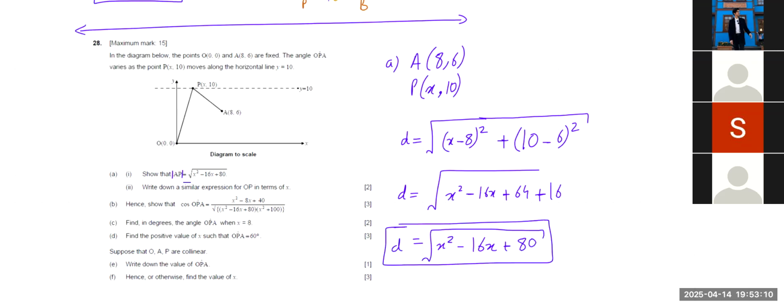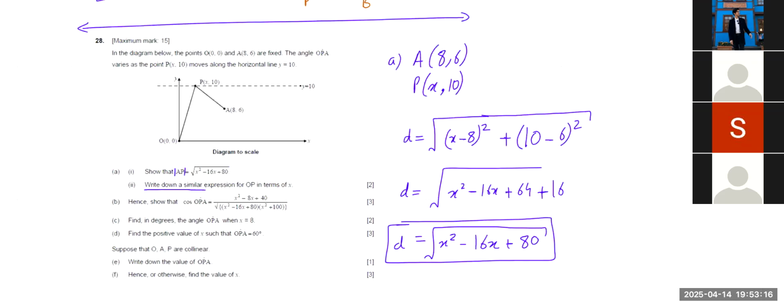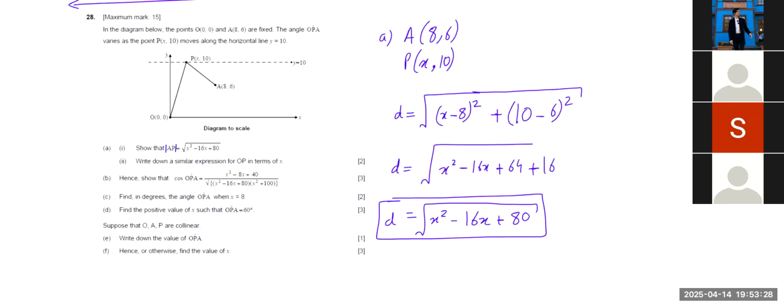Wow. All right. So now write down a similar expression for OP in terms of x. I hate it when they do this because the not very bright students get a bit scared: what do you mean similar expression? All they mean is just find the distance between O and P. That's it. Okay.